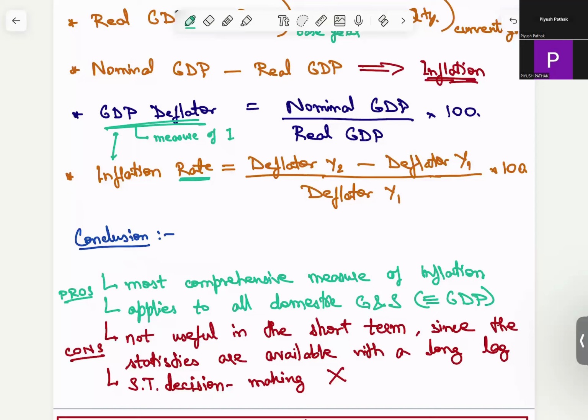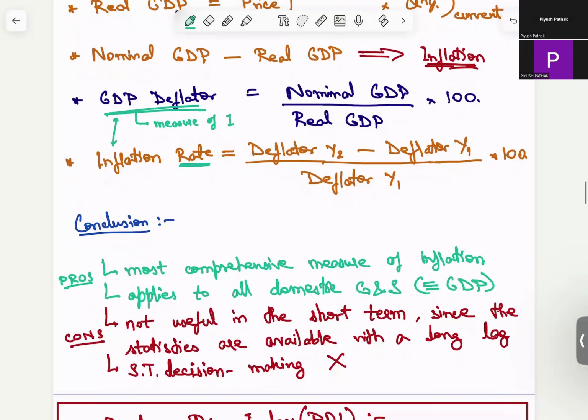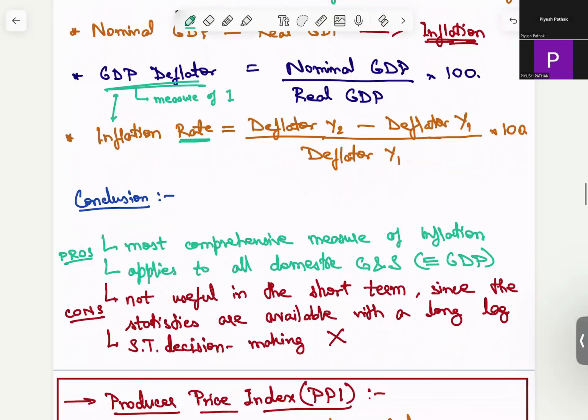So if I'm facing a situation of inflation today as the governor of RBI or as the prime minister, I cannot wait for the GDP data to come after 6 months and then start acting on it. So this is why it is not useful in the short term for decision making. That's the disadvantage of it.